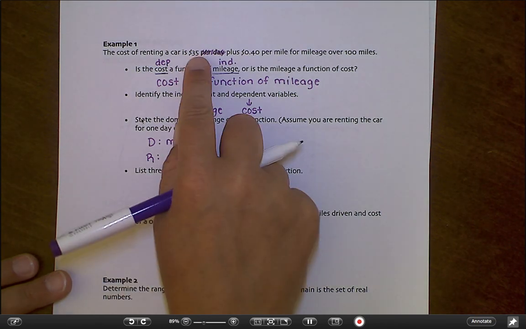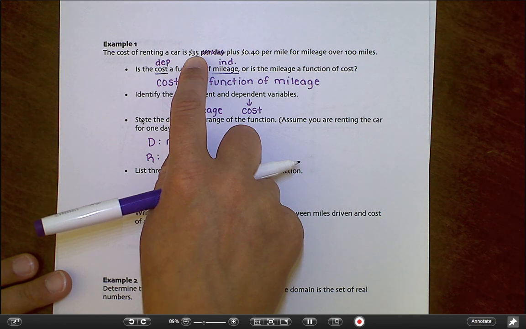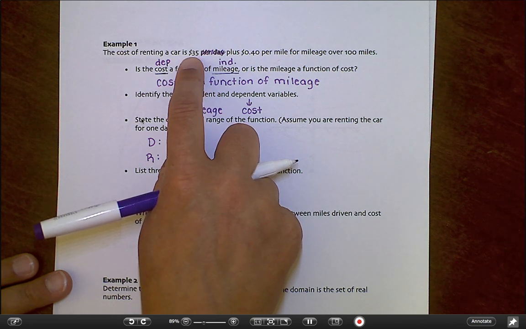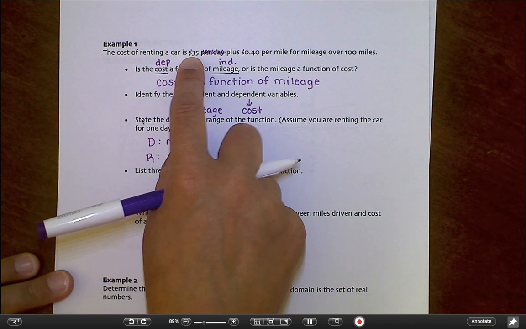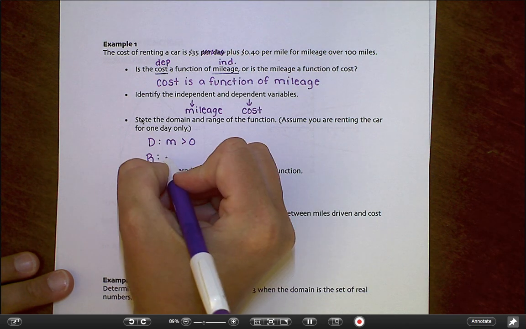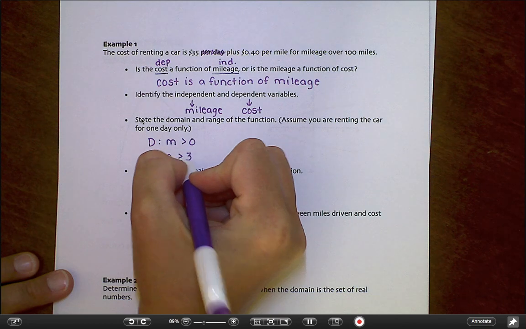If I have to pay this $35 fee no matter what for renting the car for the day, even if I drove that car 0 miles, even if I rented it and just let it sit there on the parking lot, I'm going to be paying that $35. So my cost at a minimum is going to be $35, okay? It could go up forever depending on how many miles I drive the car, but I'm going to say that my cost has to be greater than or equal to 35.